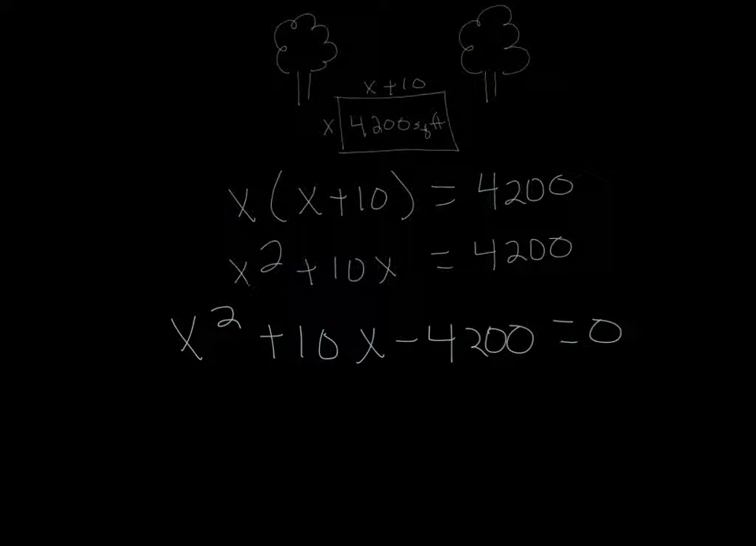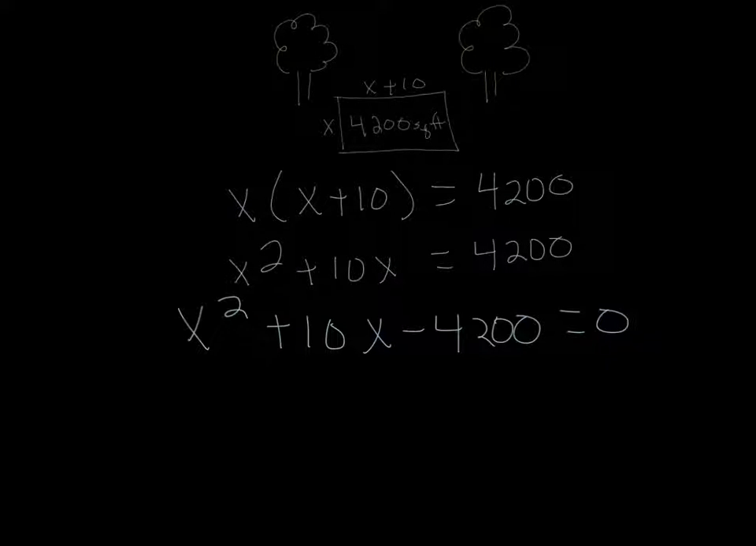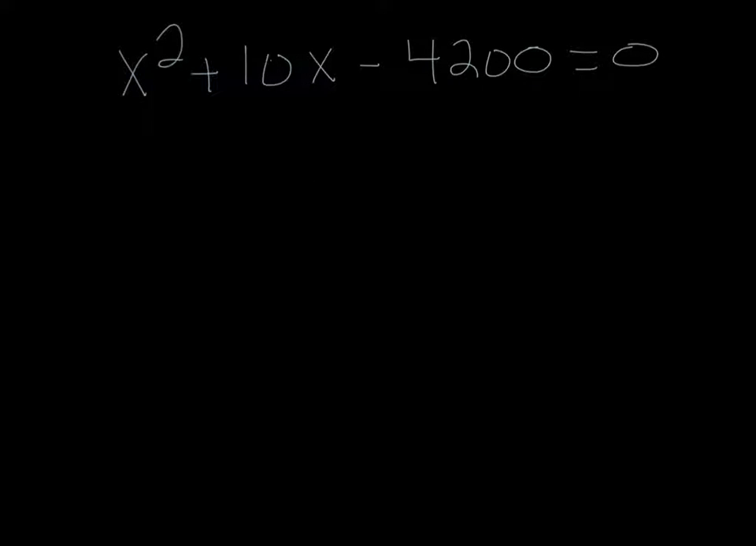Now I've subtracted 4,200 from both sides, so I'm left with a quadratic equation of x squared plus 10x minus 4,200 equals 0. Now we're set to solve this quadratic equation by factoring. So think of factors of 4,200 that have a difference of 10.